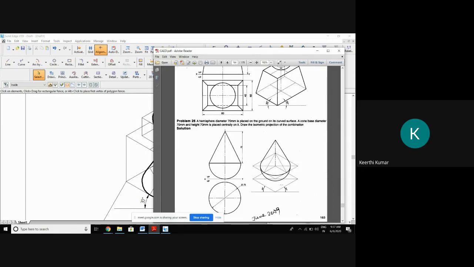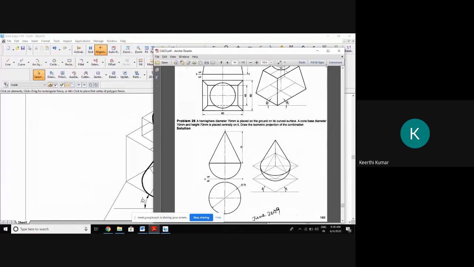See here, first we'll go for the base solid. The base solid is a hemisphere. You forget about the cone. Don't worry about the cone right now. Only concentrate on the base solid. What is the base solid? The base solid is a hemisphere of diameter 70.